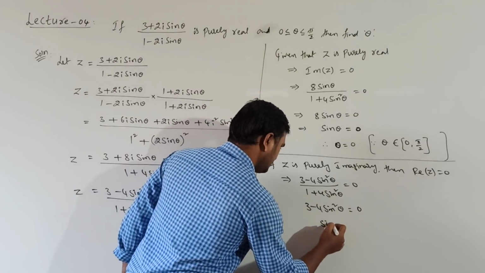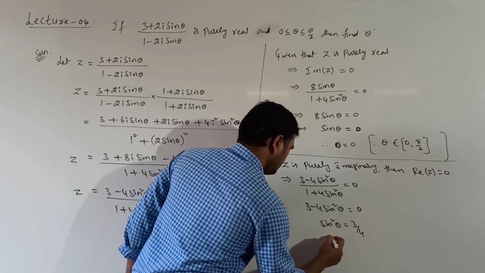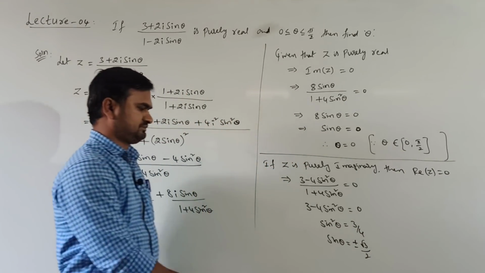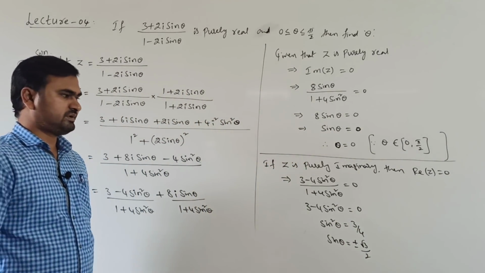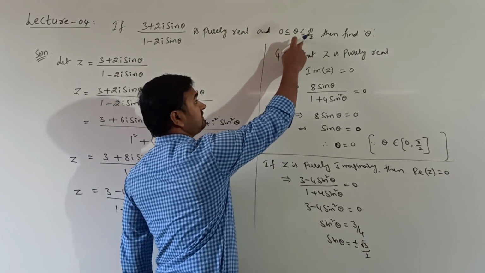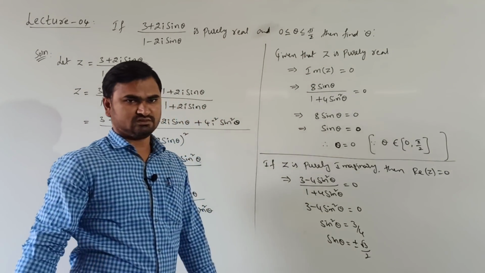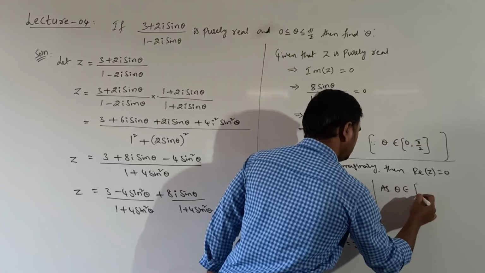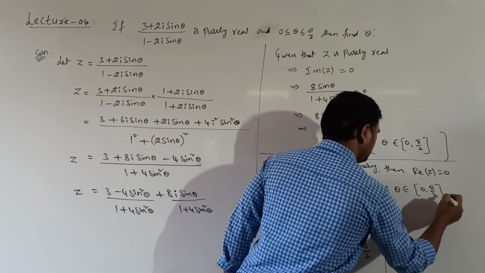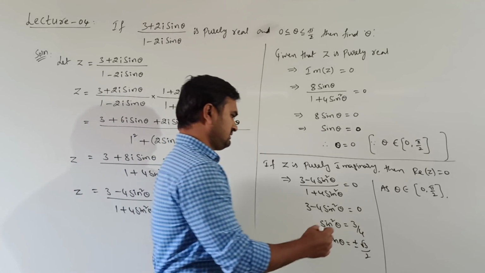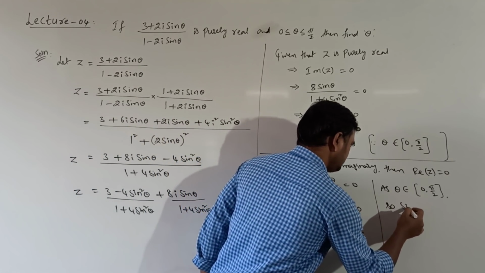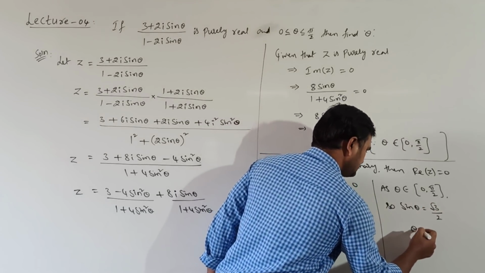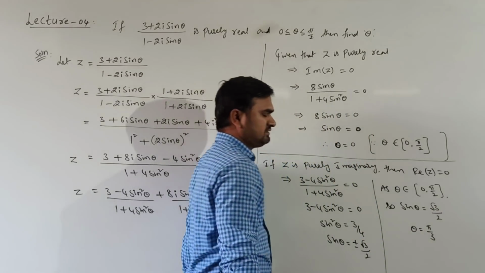So what will be sin square theta here? 3 by 4. So sin theta will be plus or minus root 3 by 2, where theta lies in the first quadrant. In the first quadrant we know sin is positive, as theta belongs to the closed interval 0 to pi by 2. So sin theta equal to, only we take plus root 3 by 2. Sin theta root 3 by 2 means theta will be pi by 3.